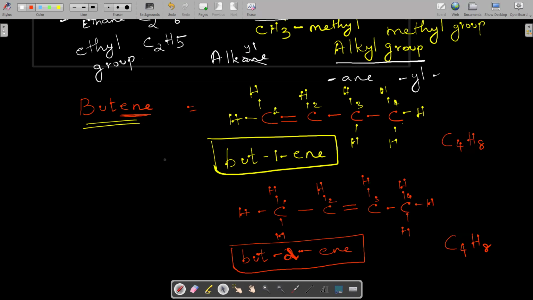Again, the carbon atoms are numbered. The number added to the name indicates the position of the double bond. So remember this number, 1 or 2, indicates the position of the double bond. In but-1-ene, the double bond is between carbon 1 and 2, whereas in but-2-ene, it is between carbon 2 and 3. This type of structural isomerism is known as position isomerism. Hope that's clear.